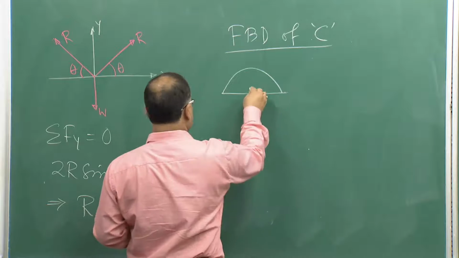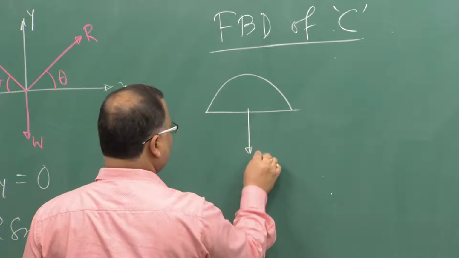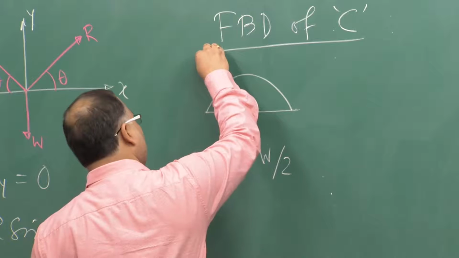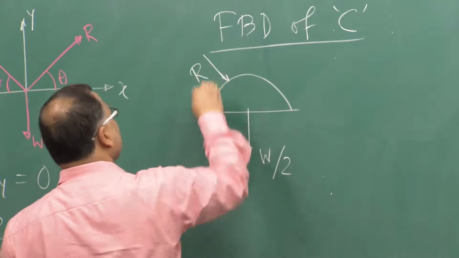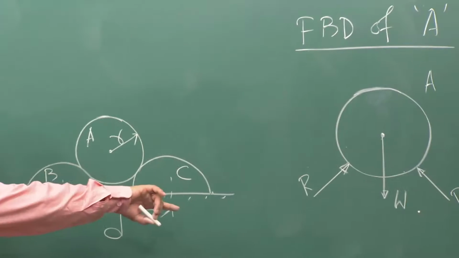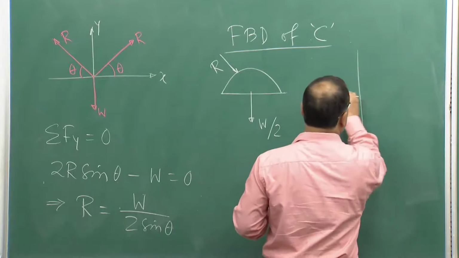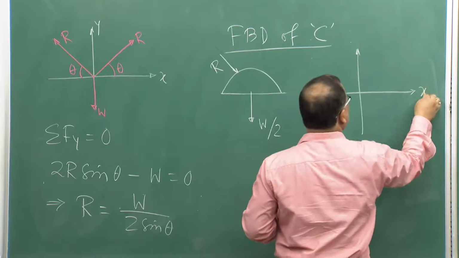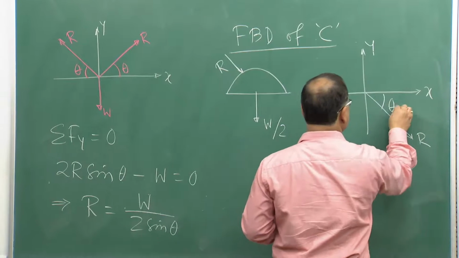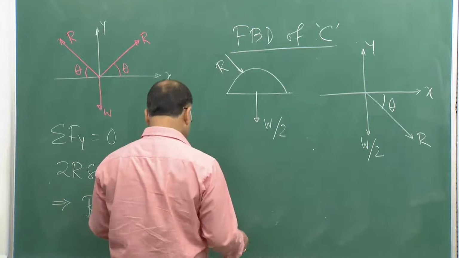Okay. Now, the weight is acting W by 2 and you have reaction force R. Now, the cylinder A will give the opposite reaction, that is R, that is here. So, from this if you transfer this to the xy frame, this is your R which is making an angle theta, and this is your W by 2.